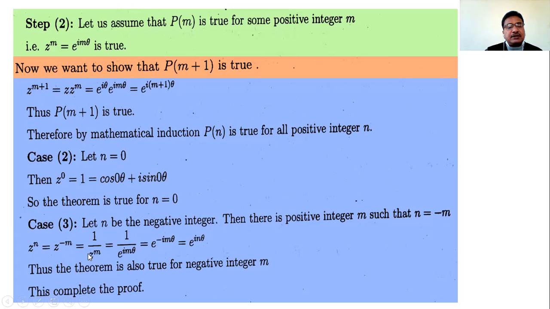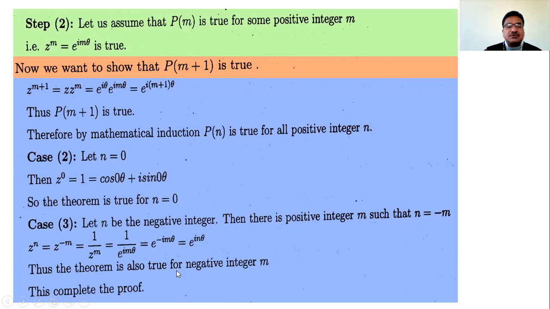So m is now a positive integer, and so z raised to m is e raised to i m theta, by using the same theorem, De Moivre's theorem, but by using case number 1, because now m is a positive integer, and for a positive integer, case number 1 says that P(n) is true if n is a positive integer. And therefore we have e raised to minus i m theta, that is e raised to minus m is n, minus m is n, so e raised to i n theta, and so what we have, z raised to n is e raised to i n theta.